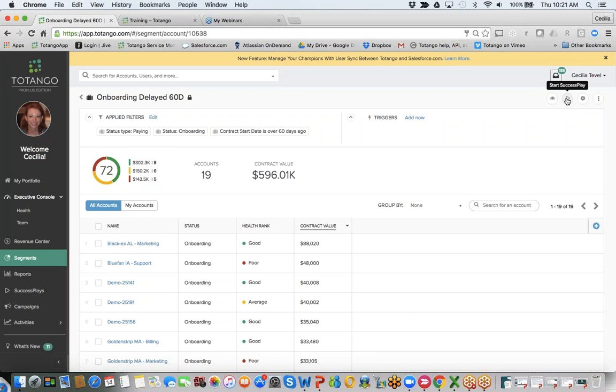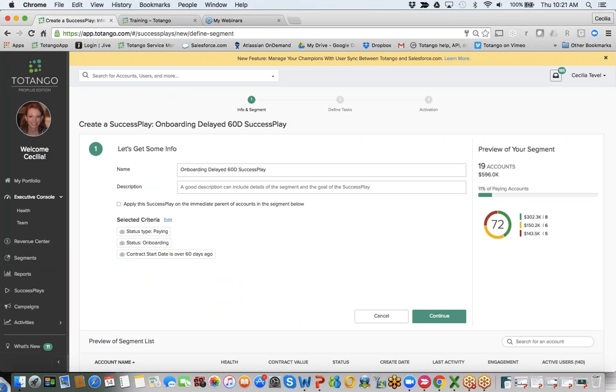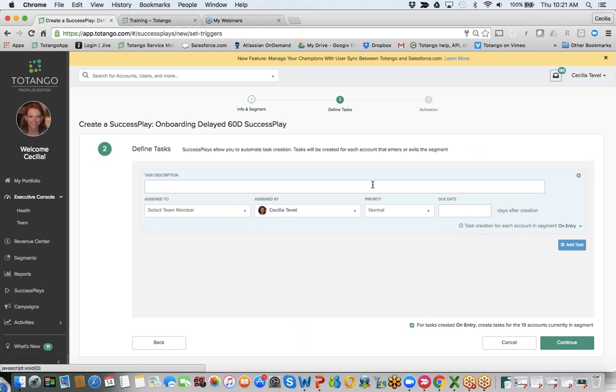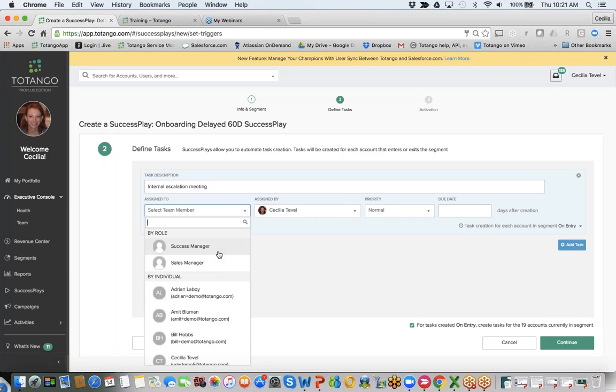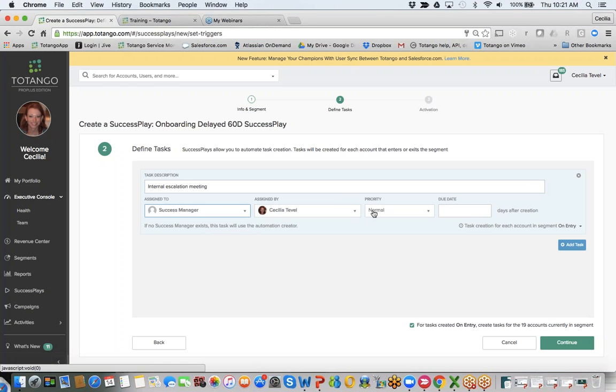So when you build your segments, you can launch directly into a success play and define a process for your team to follow in this particular situation. So you can give this success play a name, a description. When you click on continue, this is where you can actually specify what is the task that you want your CSM or the responsible person to do. So you can say internal escalation meeting, and you can make it very specific so that everyone knows exactly what that means. You can assign it to the appropriate success manager. You can specify who it's assigned by, what is the priority and due date.